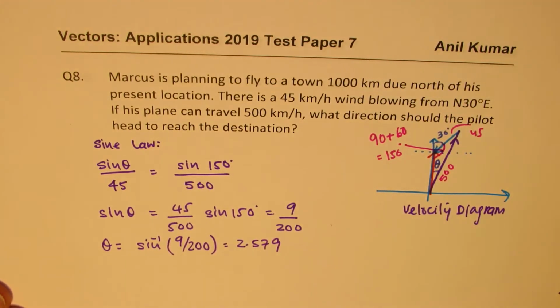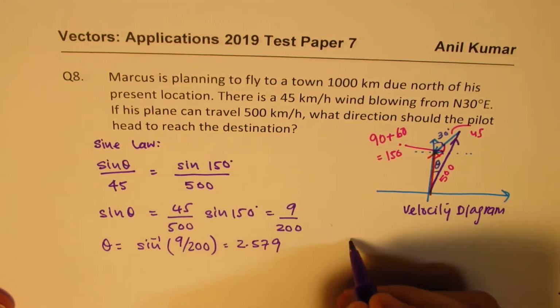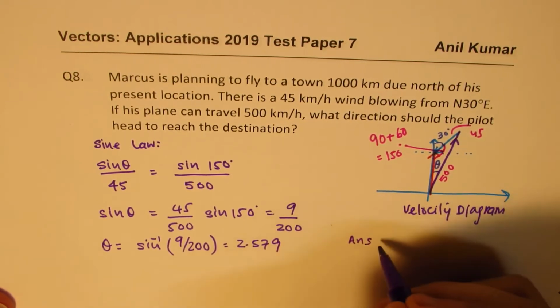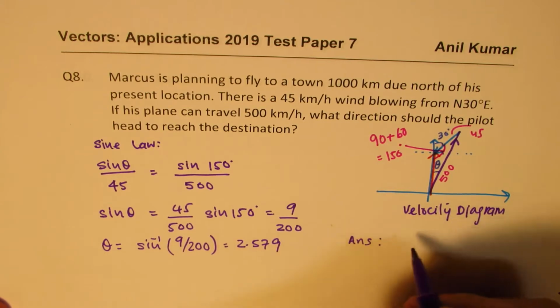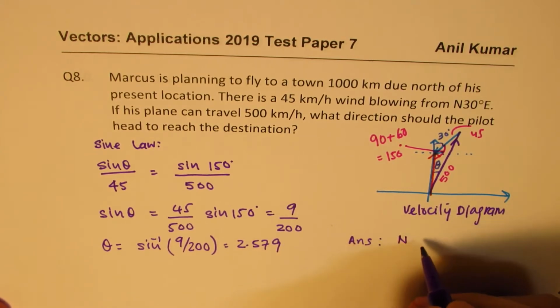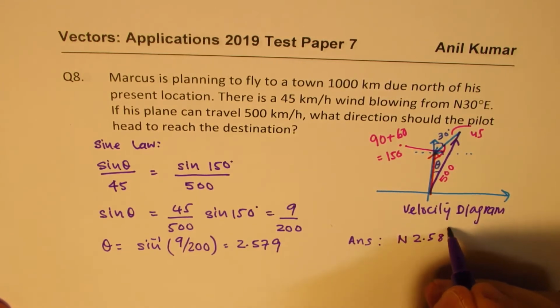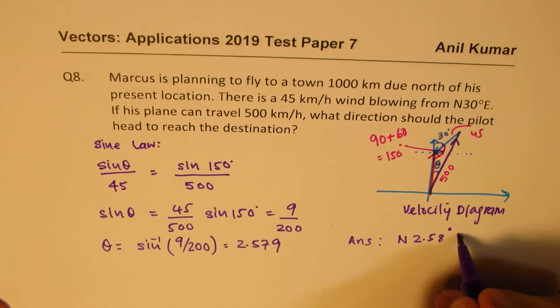So that is what we get, right? So that's our answer. So our answer is this angle here is 2.579. So we can say from north it is 2.5, you can write 6 also here. Now let me write 2.58 degrees east.